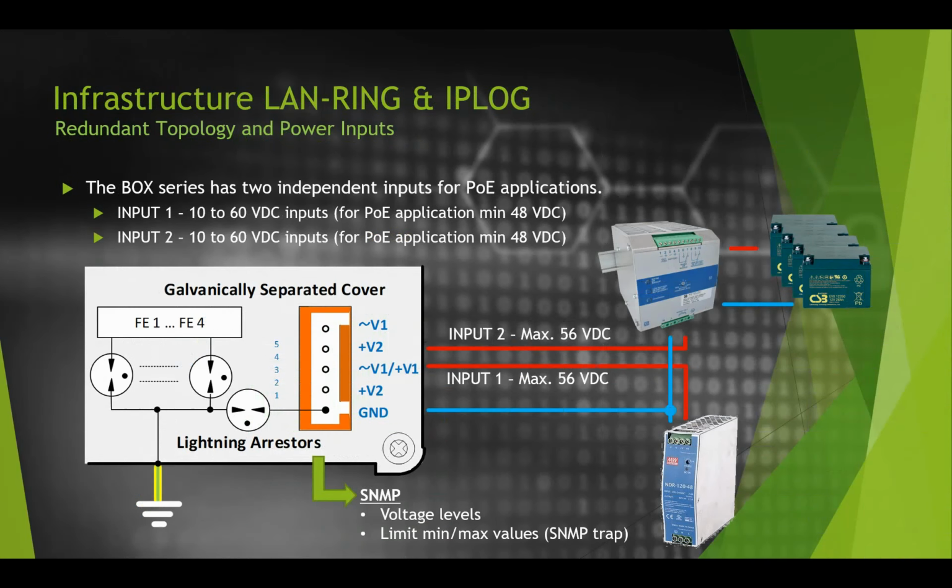All switches have at least 2 independent power inputs. For example, the box series switches are equipped with two inputs with a wide range of 10 to 60 volts. When end devices are powered by PoE, the supply voltage must always be at least 48 volts. We recommend monitoring the power supply status via the SNMP protocol.